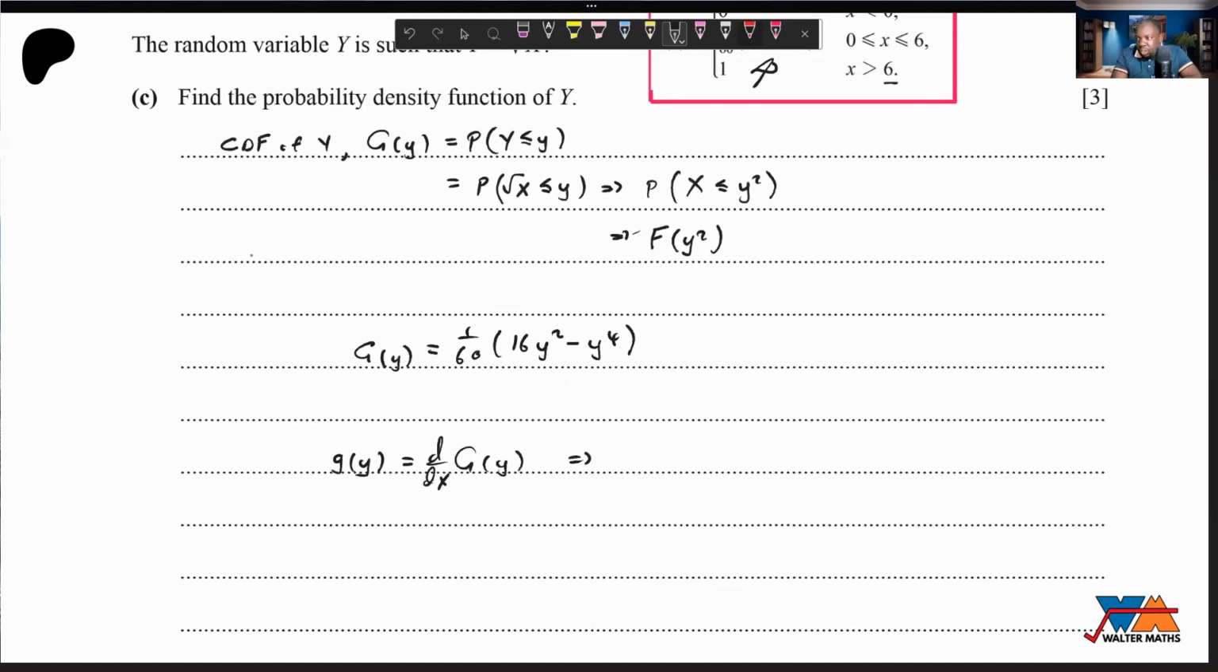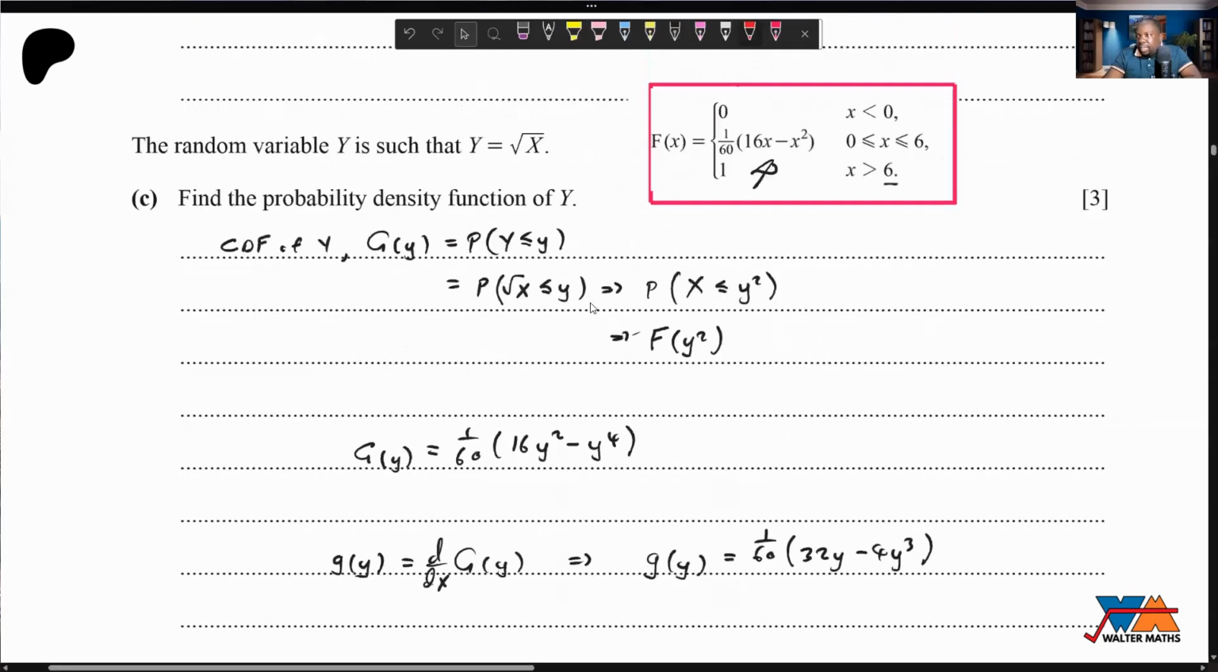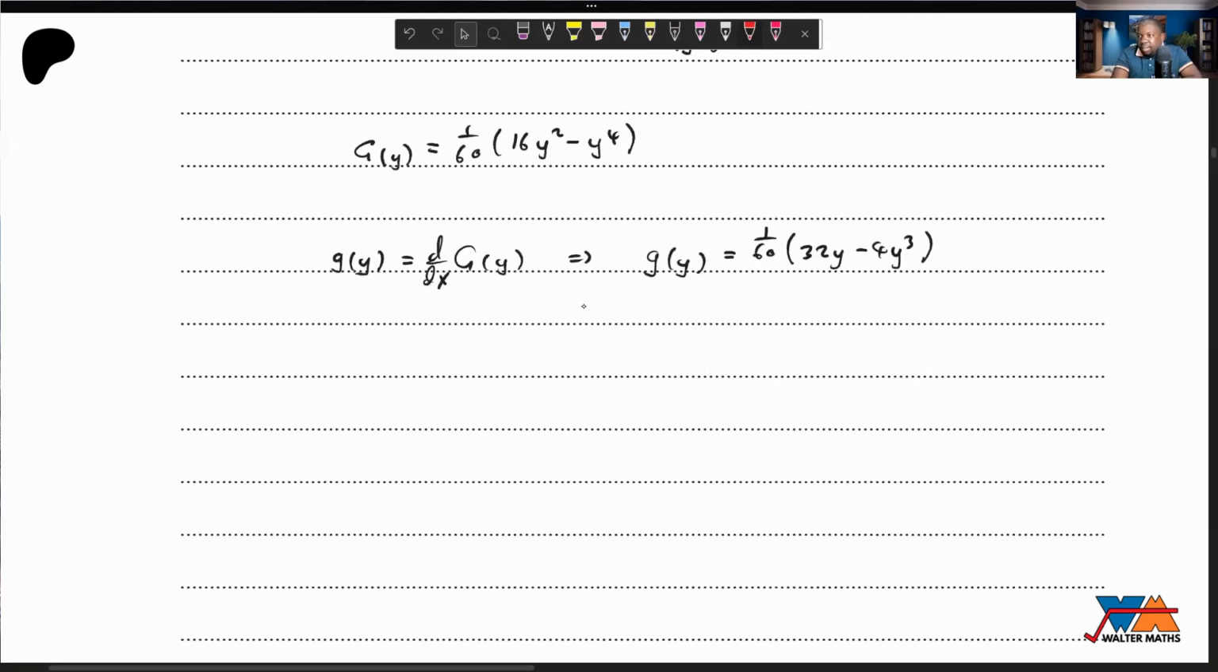So therefore, g of y should be equal to 1 over 60 of 32y minus 4y cubed after differentiating G of y. And this is going to be for values between 0 and 6. So I can write that as g of y is equal to 1 over 60 for 32y minus 4y cubed.